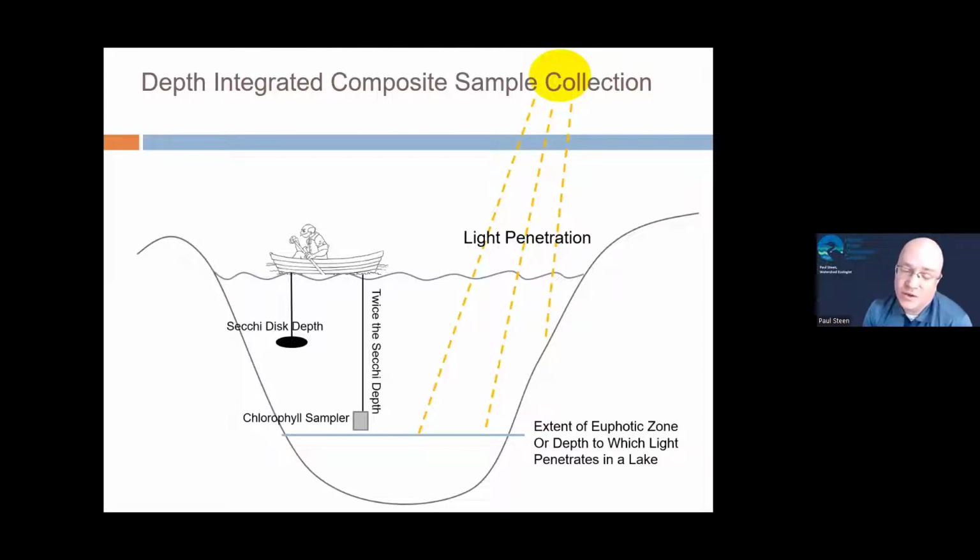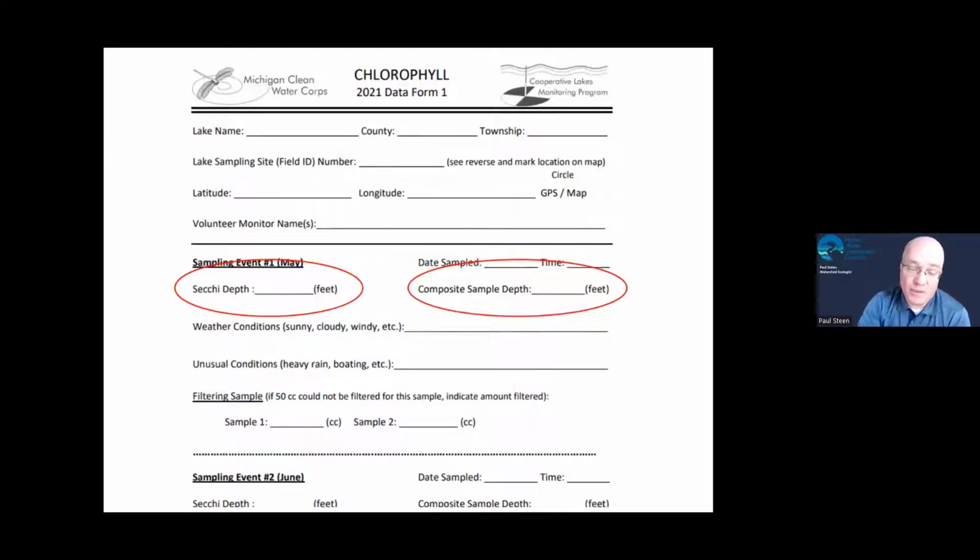And whenever there's light, there's going to be algae growing there. And experience and math has taught us that light penetrates to about twice the Secchi disk depth. So that is how far we're actually going to be lowering our chlorophyll sampler. That is the depth to which light penetrates. So when you take your Secchi disk depth, you just double it, and you have what's called this integrated depth. Composite sample depth is actually what it says on your data sheet. So here you can see a spot for Secchi depth, then you just double that, and you get your composite sample depth.